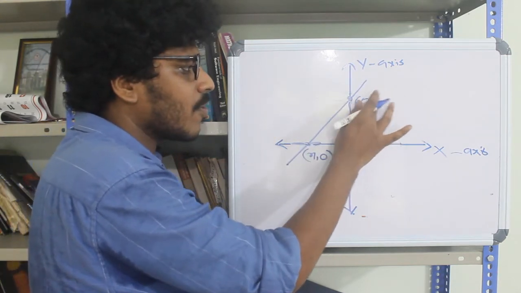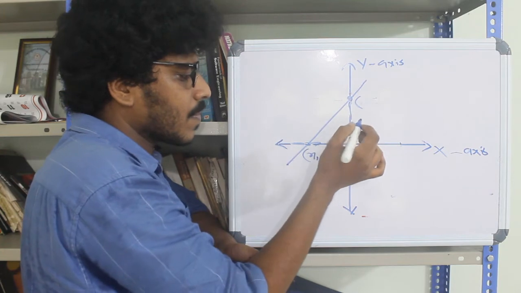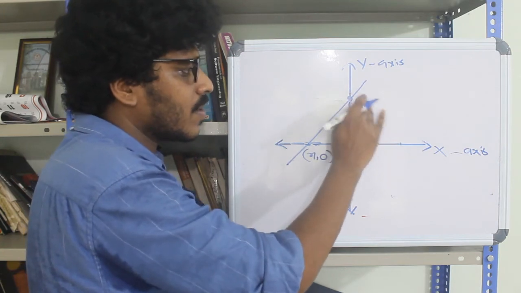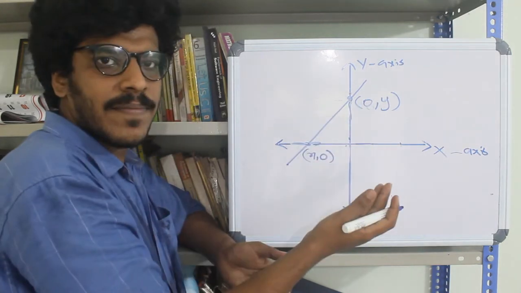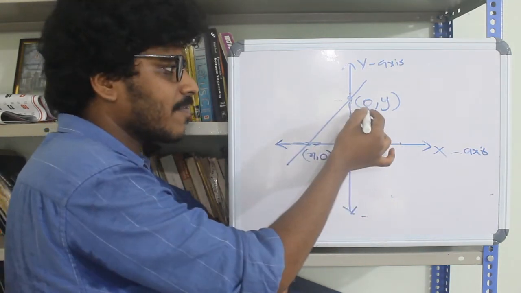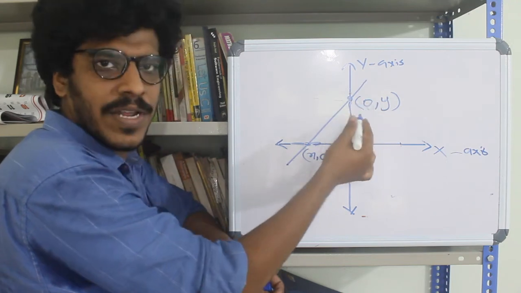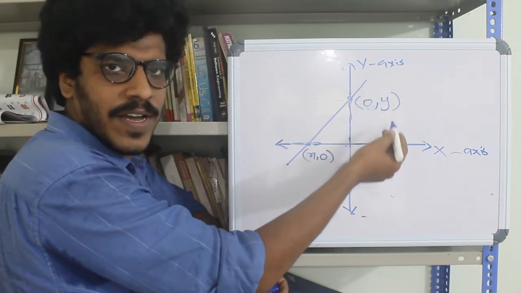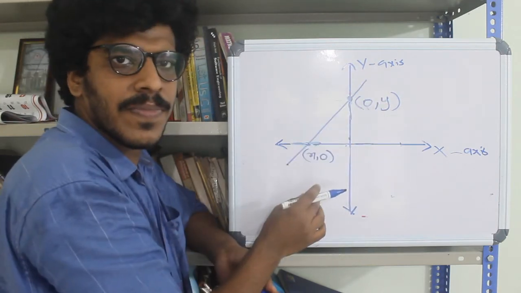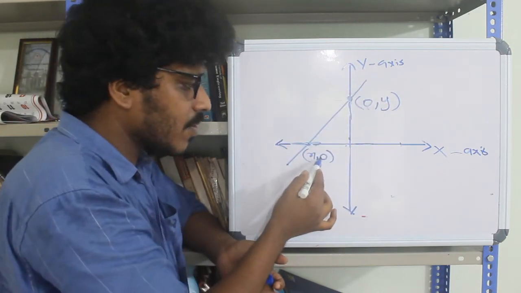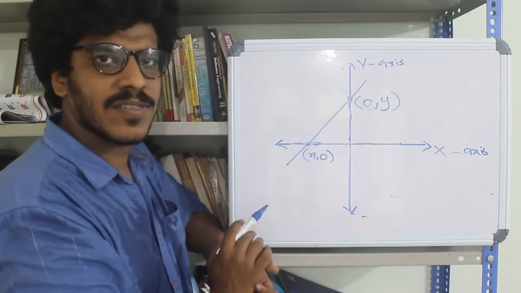So the general form of points on the y-axis is of this form (0, y). The first coordinate, or the first part of this pair, was the x-coordinate and the second part was the y-coordinate. The x-coordinate of all the points on the y-axis is 0. Right. Similarly, the y-coordinate of all the points on the x-axis is 0.